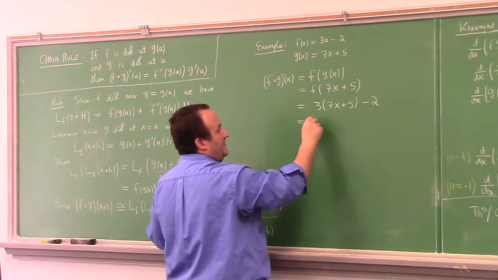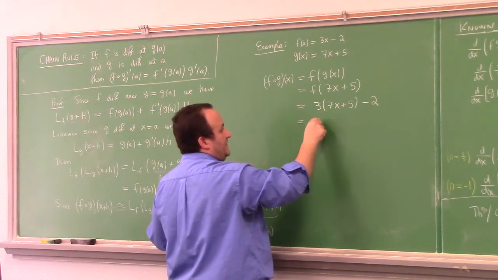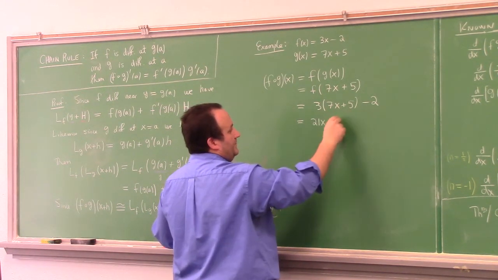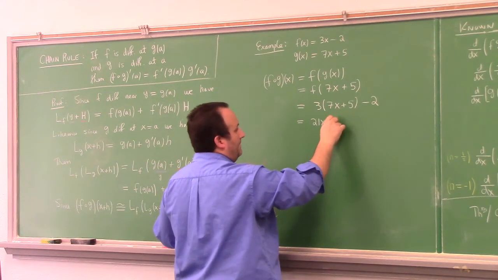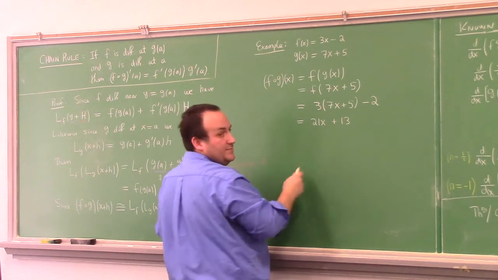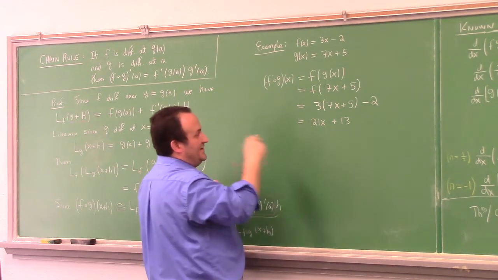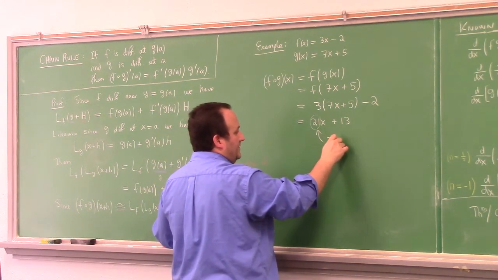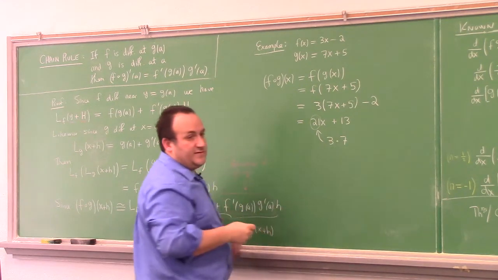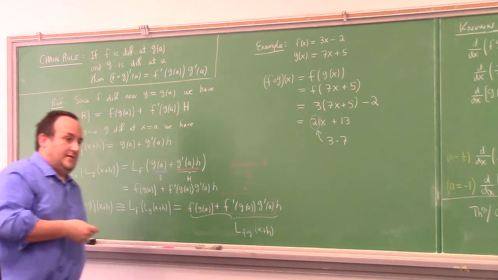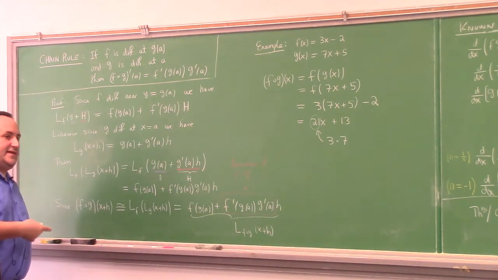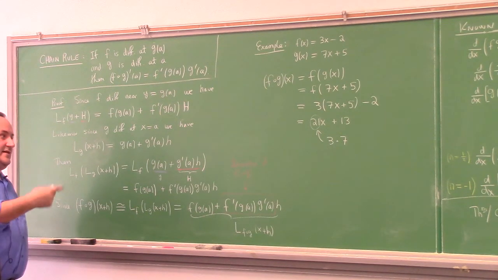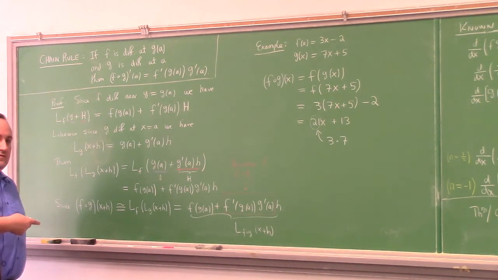So what do you got? You got 3 times 7. You've got 21x. But the key here is that 21 is 3 times 7. It's the product of the slopes of the lines composed. In the same way, that's what the chain rule is saying. It's saying that when you compose a function and another function, the slope of the composite is the product of the slopes of the functions composed.